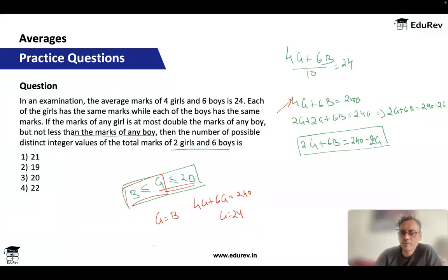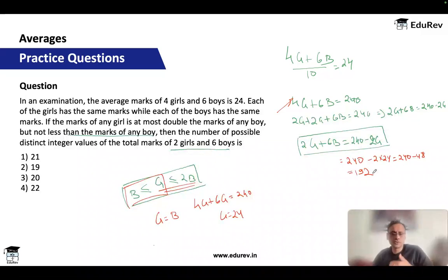If I put G is equal to 24 here, this will change to 240 minus 2 into 24, or 240 minus 48. That means I'll get highest possible value of 192. Remember, it is 240 minus 2G. So as you take marks of girl to be higher, your total value will be lower. Okay, so here we have taken minimum marks of the girl. Minimum marks of the girl, this is minimum, so this is maximum. So this is the maximum possible value of 240 minus 2G.